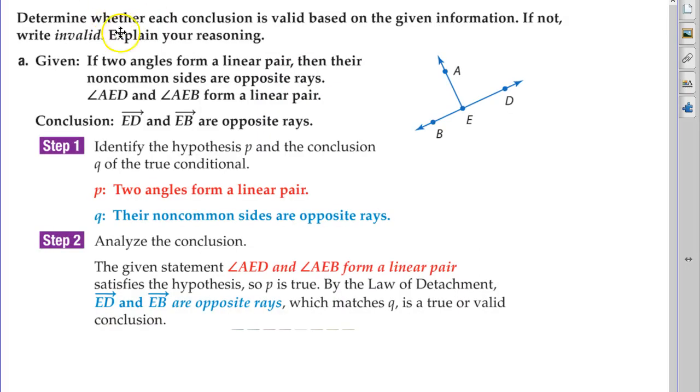Okay, so here's an example to look at. If two angles form a linear pair, then their non-common sides are opposite rays. So BE or EB and ED are opposite rays. So the conclusion here is they're opposite rays. Well, is this true? Yes, that's by definition of what a linear pair is. If they form a linear pair, non-common sides are opposite rays. That's the more technical definition. We use the definition of the adjacent pair of angles that form a line. So here we go. Now we're going to make the conclusion. Well, EB and ED are opposite rays. That has to follow, it is true.